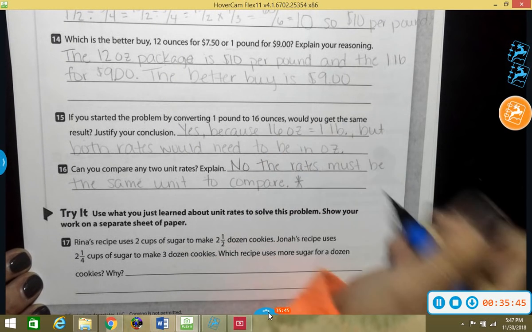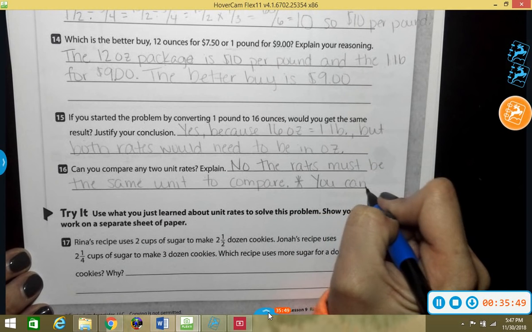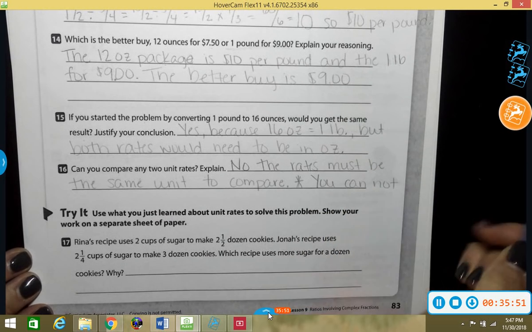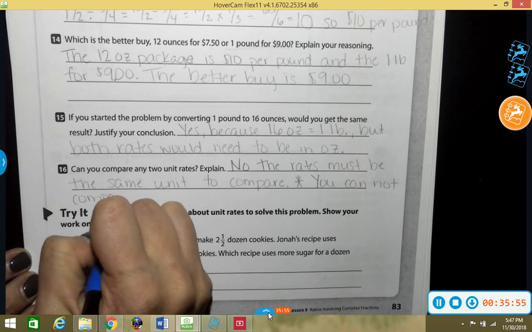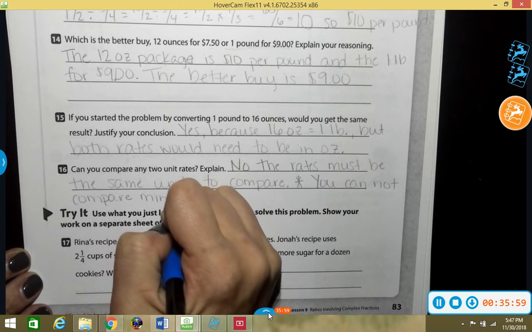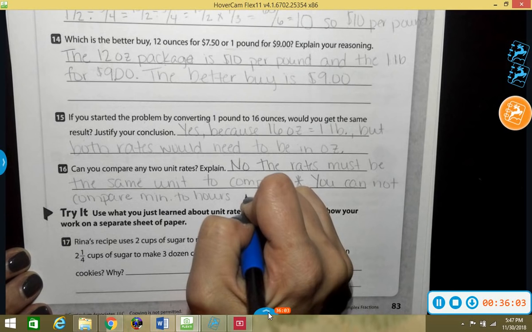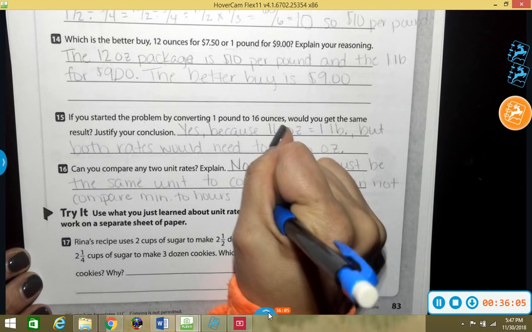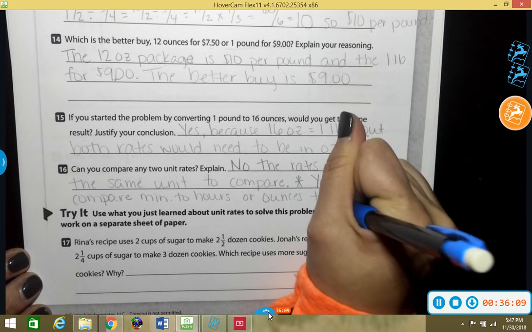Again, put a star. You cannot compare minutes to hours or ounces to pounds.